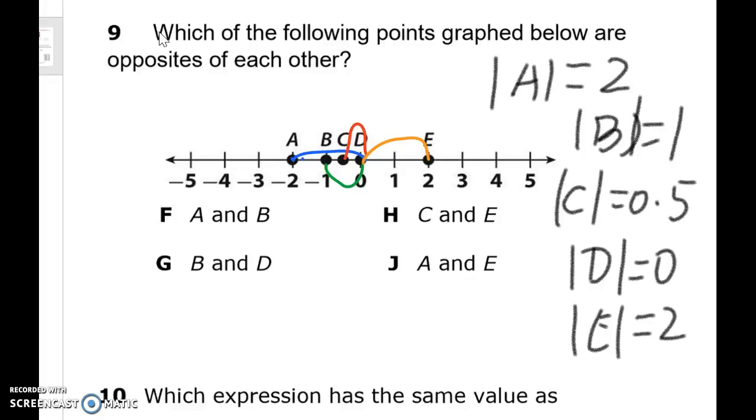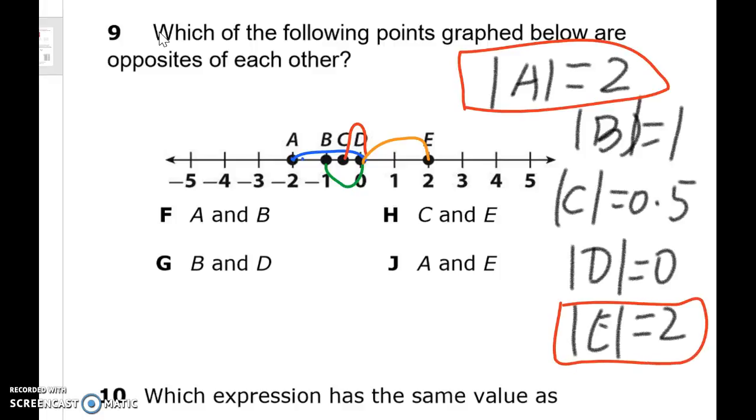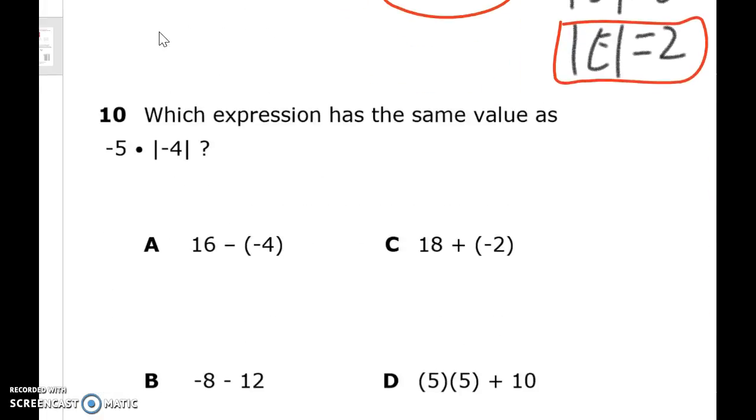So which ones are opposite? They should have the same distance to 0. These are the possible answers because they have the same distance. And are they in different directions? Yes, because A is -2 and E is +2. So A and E. Almost everybody got this one correct. So good. Now let's move on to 10.